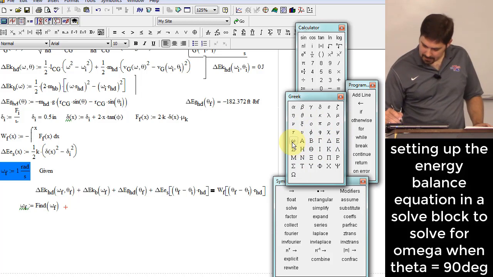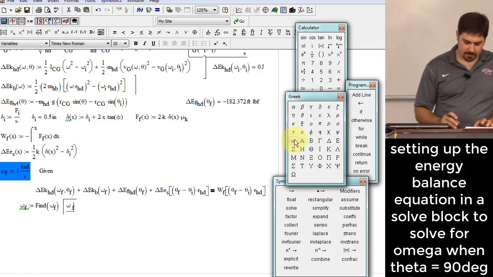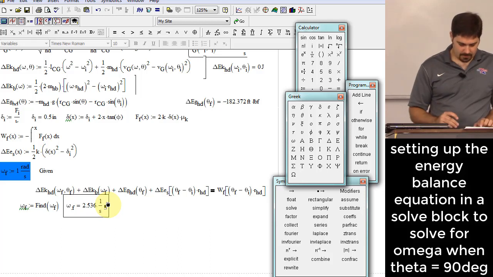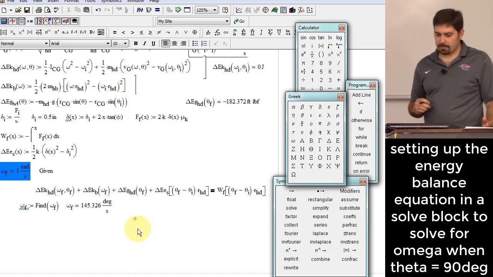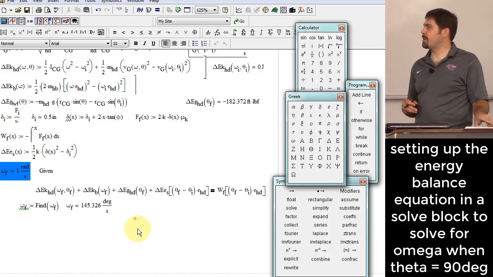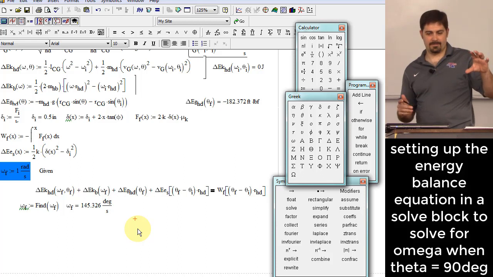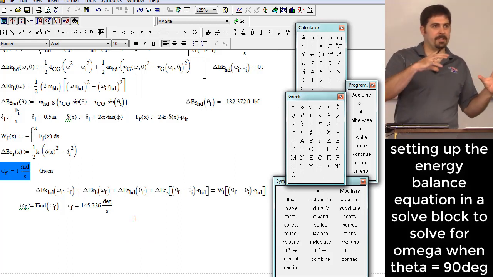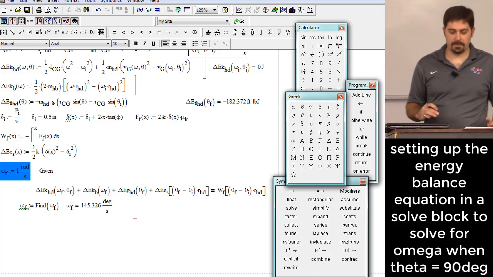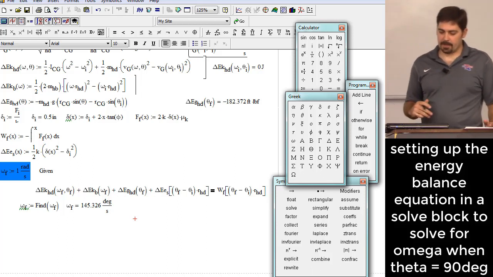All right. And when you get that little green squiggle like that, it's a good feeling. Okay. I'm going to change that to degrees per second. 145.326 degrees per second. How fast was it when I started? 200. So we've slowed down a little bit as we've moved down to 90 degrees.